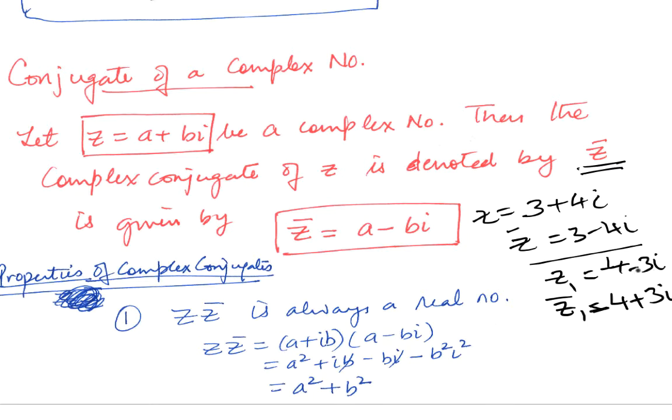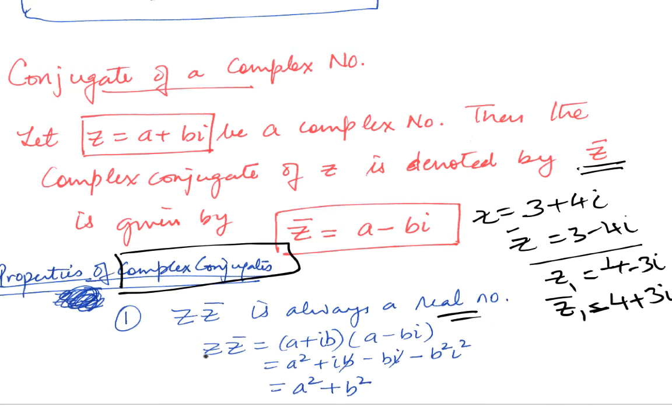It's basically you change the sign in front of the i expression. Okay, so it's a very important property of a complex conjugate, and that is when you multiply a complex number with its conjugate, you always get a real number.